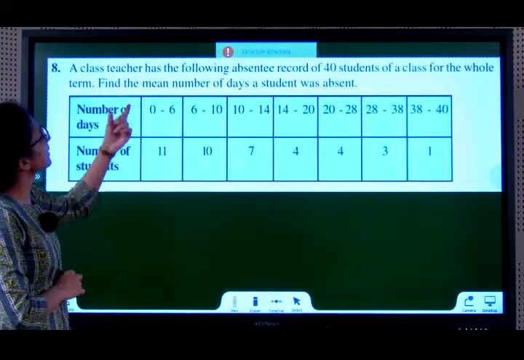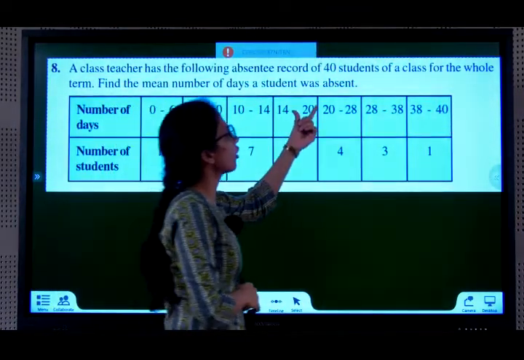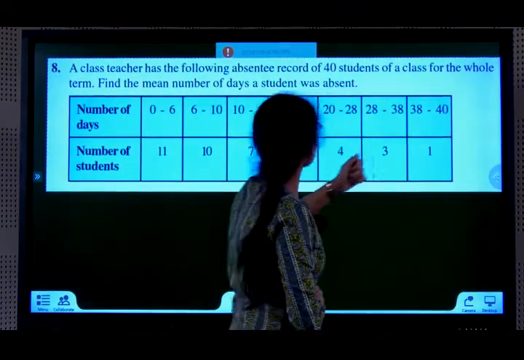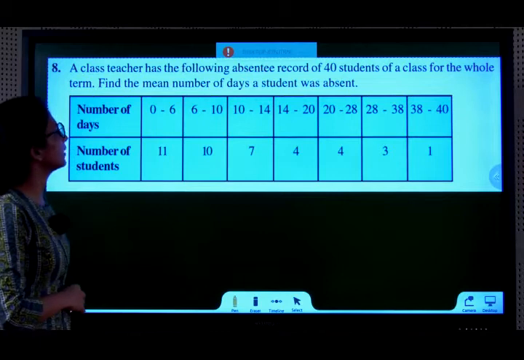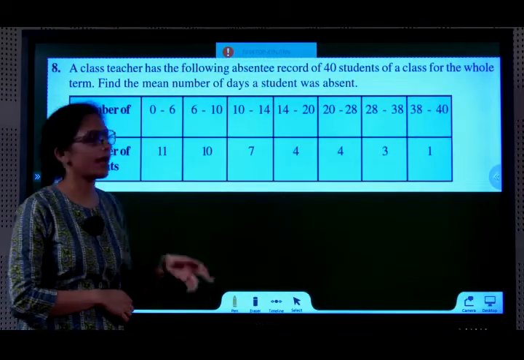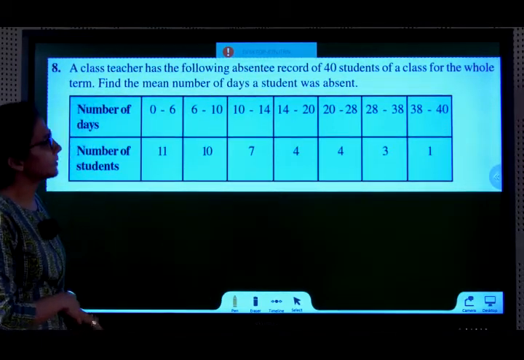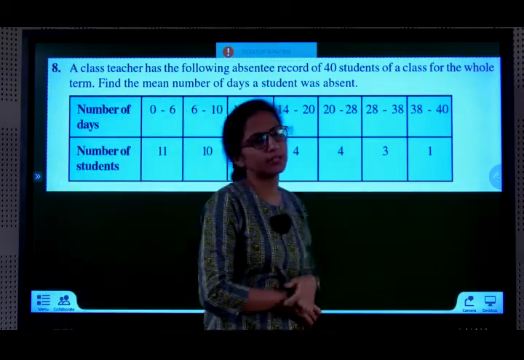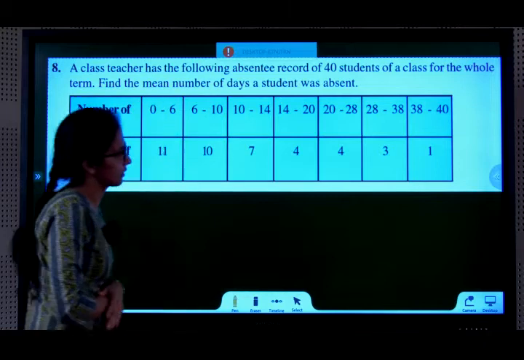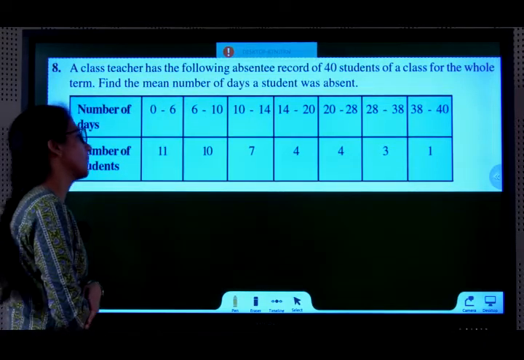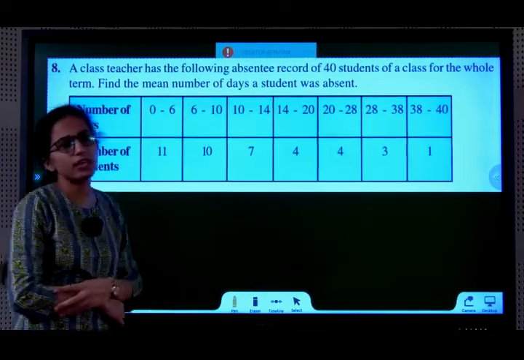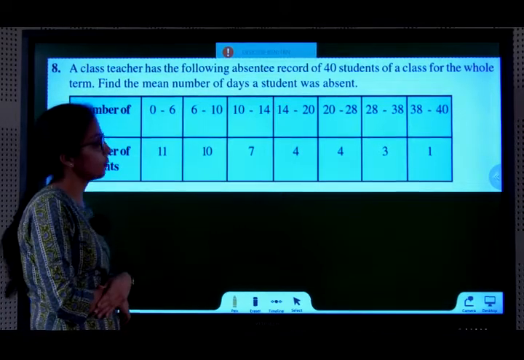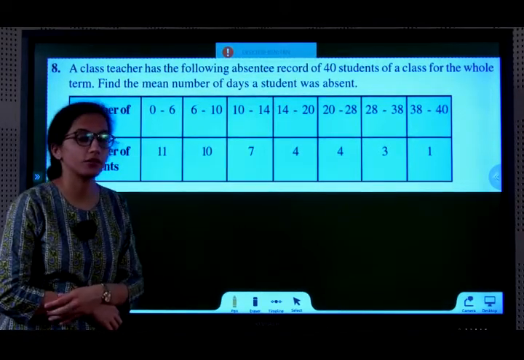Question 8. A class teacher has the following absentee record of 40 students of a class for the whole term. Find the mean number of days a student was absent. In this particular question, again the numbers are more than 20. You will feel like using assumed mean or standard deviation. Since nothing is mentioned and I want to be safe, I'll try to use standard deviation, but wrong.